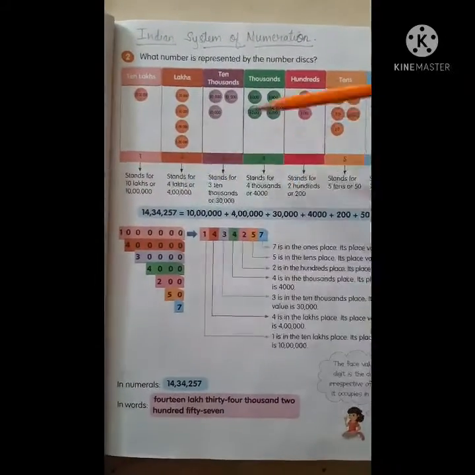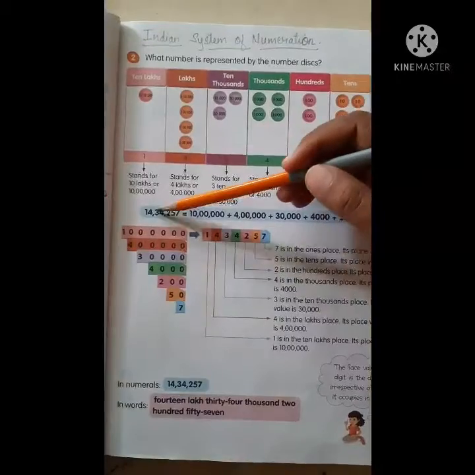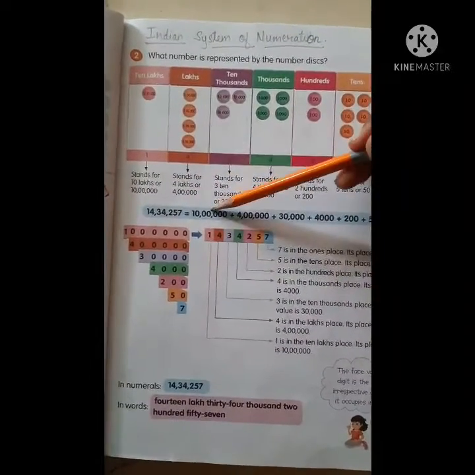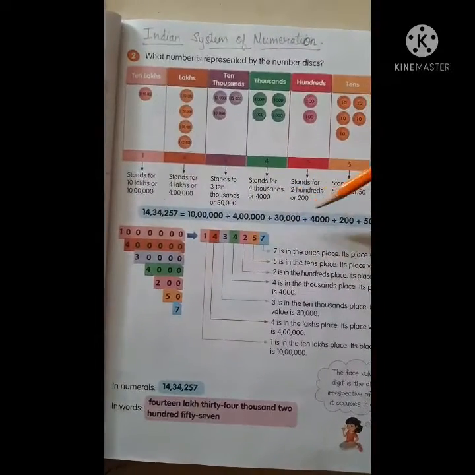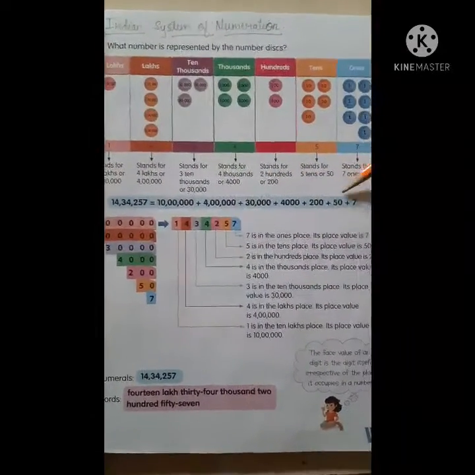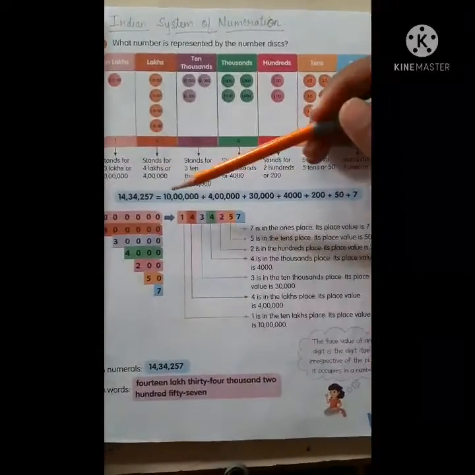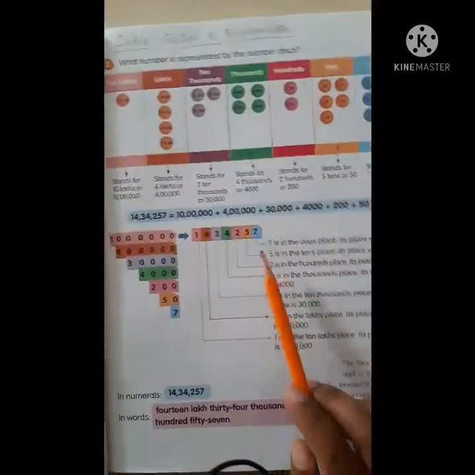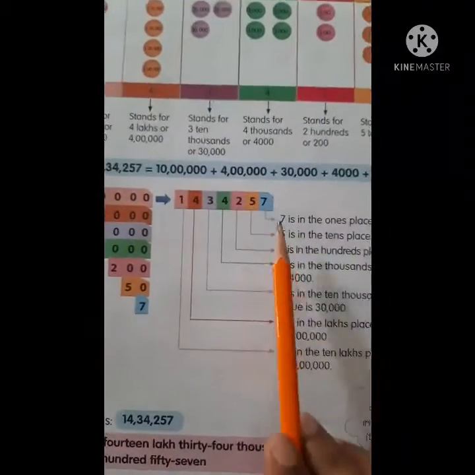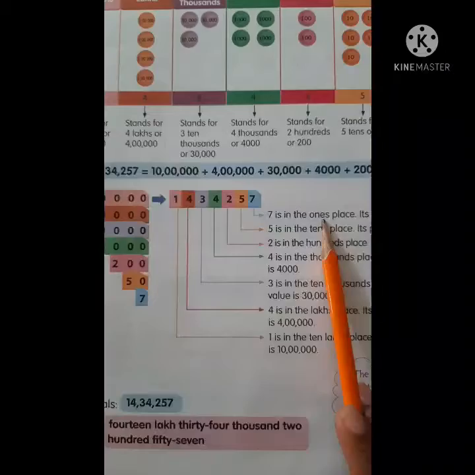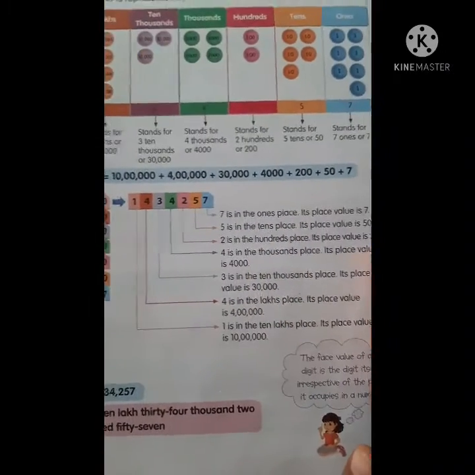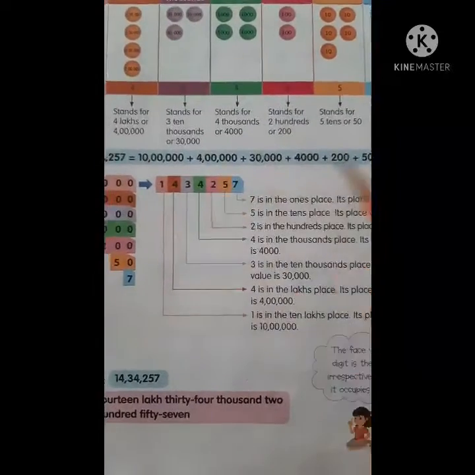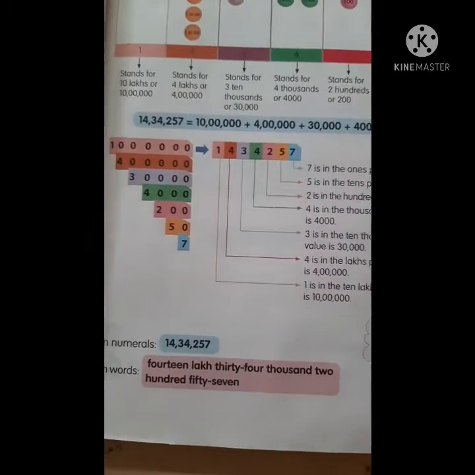See together what it will be: 14,34,257. So we have to add all the numbers: 10 lakh, 4 lakh, 30,000, 4,000, 200, 50 and 7. So all together it will be 14,34,257. Same way, the place value I have already shown. Again we will see 7 is in the ones place and its place value is 7 itself. 5 is in the tens place, its place value is 50, as we have seen here. Same way it will go till 10 lakh.